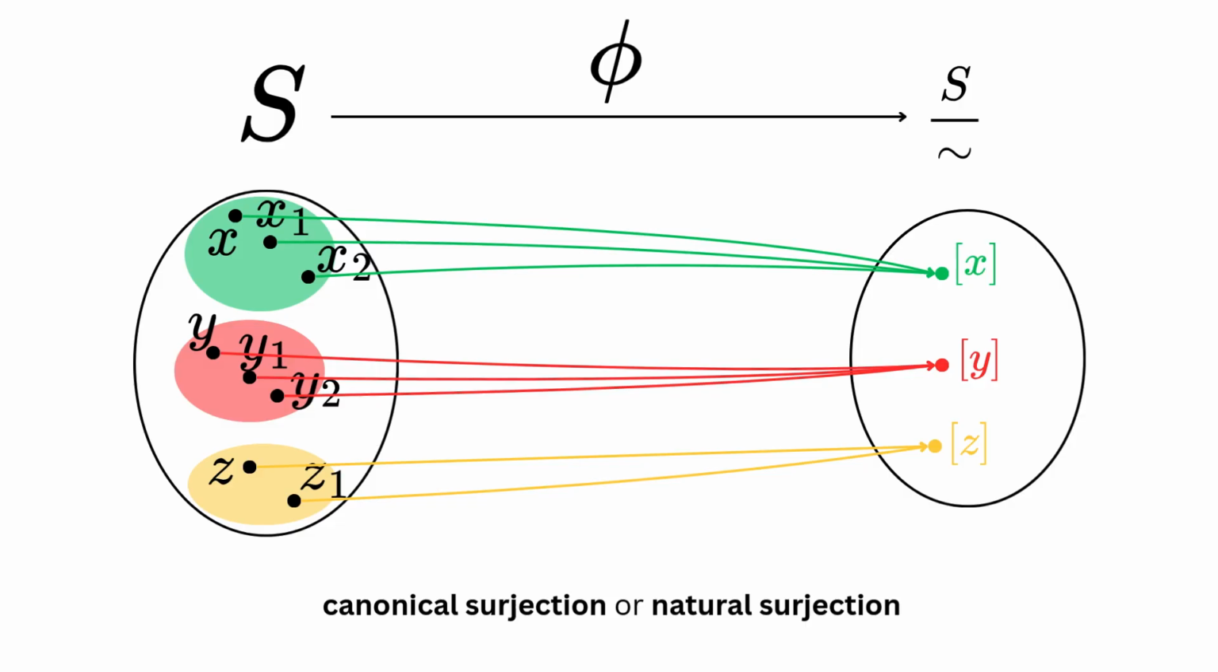There is an obvious surjective map from the original set S to the quotient set, which maps any element of S to its equivalence class. This is known as the canonical or natural surjection.